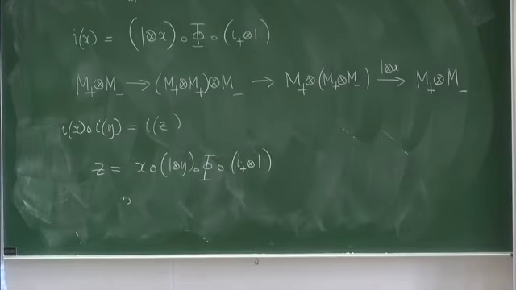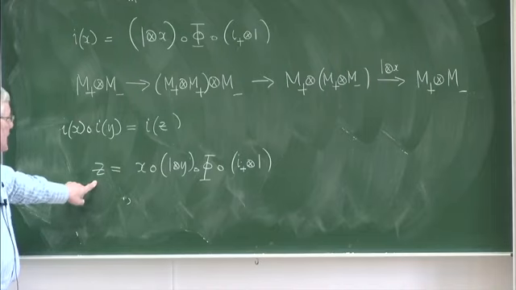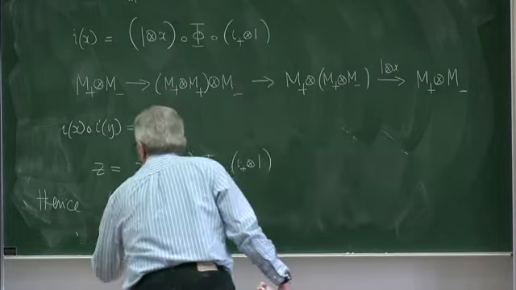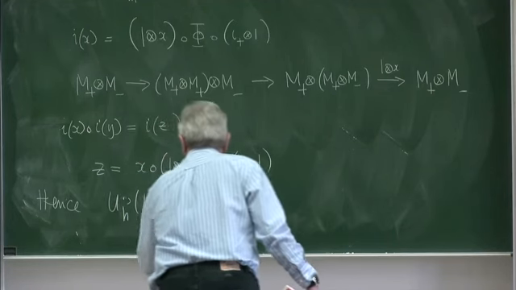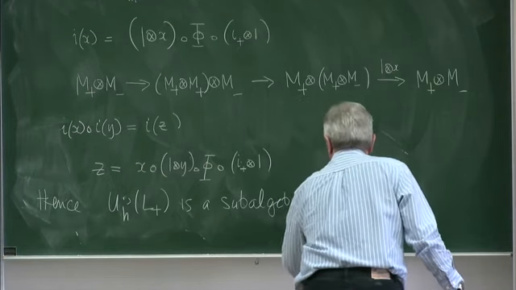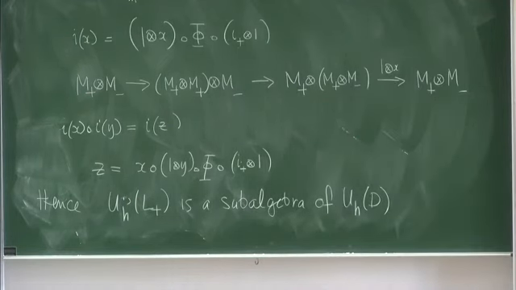Okay, so there's a formula to check. Again, this is a formal thing, that this composite is just I of z, where z is that thing, right? And that tells you that, in fact, hence, this thing, UH of L plus, is a subalgebra, right? Because it's a subspace, and the product of any two still lies in that subspace. That's a subalgebra.